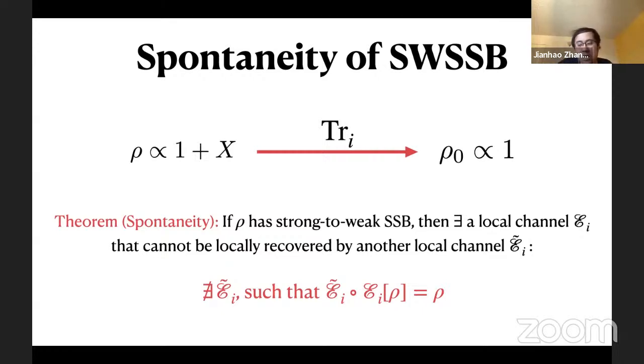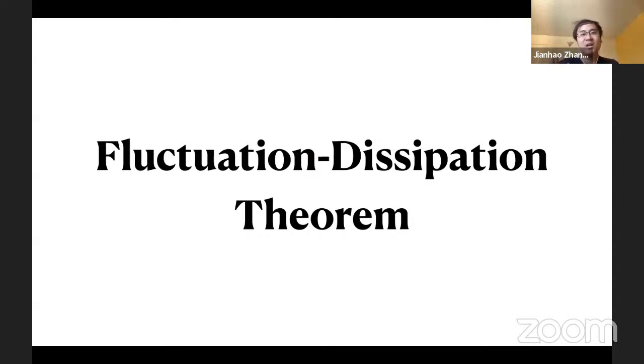Okay, these two properties are pretty important, but you may ask me a further question. For the pure state, the spontaneity can be quantitatively captured by a divergent dynamical susceptibility. So if you wonder whether there are similar properties for the open quantum system, can we quantitatively describe the spontaneity of the strong-to-weak SSB? Of course we can.